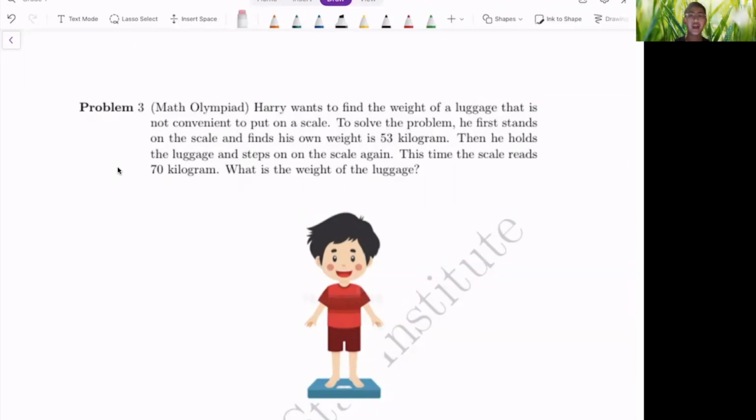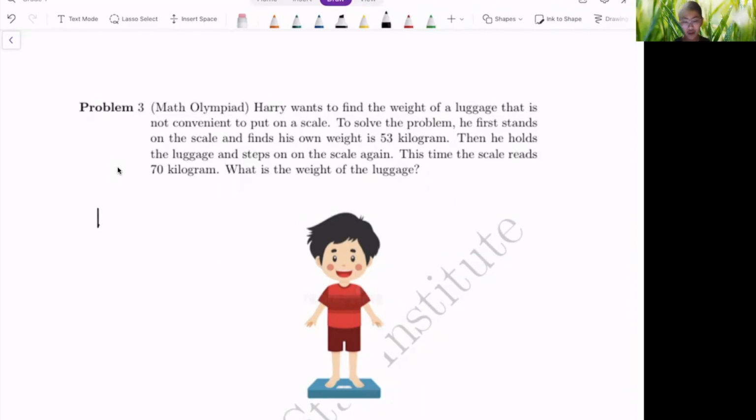Problem 3. Harry wants to find the weight of a luggage that is not convenient to put on a scale. To solve the problem, he first stands on the scale and finds his own weight is 53 kilograms. Then he holds the luggage and steps on the scale again. This time, the scale reads 70 kilograms. What is the weight of the luggage?